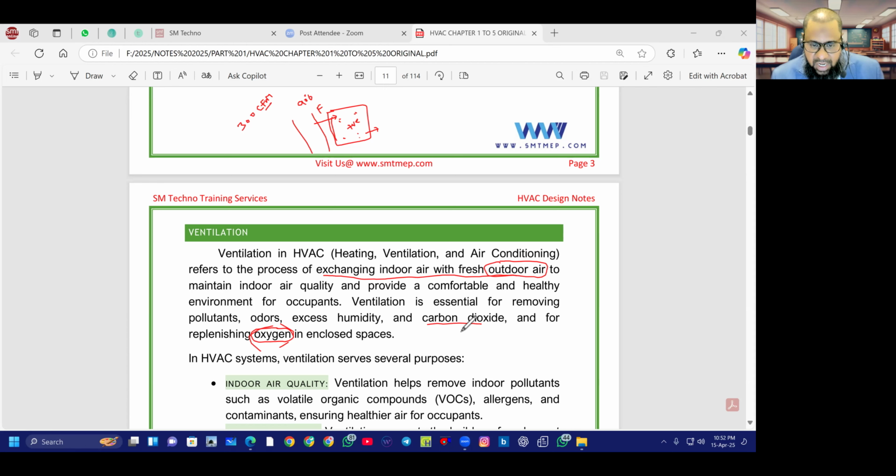And when you exhaust, what will happen? The foul smell, the excess humidity, and the pollutants in the room, caused by paint, furniture, etc., will also be exhausted. So in short, ventilation is for providing fresh air. The major reason is to maintain the oxygen level. Apart from this, it exhausts the foul smell given off by internal components like paint, carpet, furniture, etc. Okay, in short, to maintain the quality of air. Clear online?